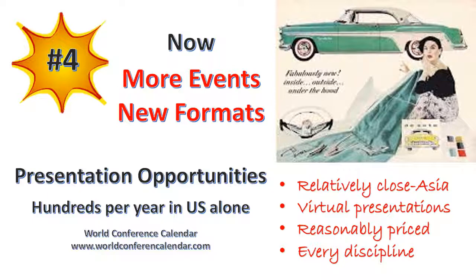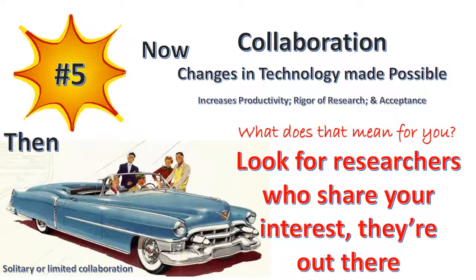The way to find them is this web address that I've placed on the slide, www.worldconferencecalendar.com. It's updated fairly frequently, and it lets you know all of the events that are going on. And then there are links to those individual conferences, so you can click on them and go straight to those events. Trend number 5 deals with collaboration.